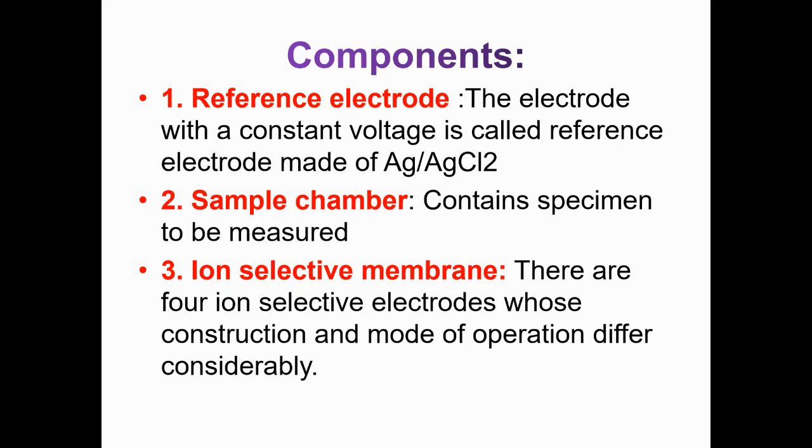So what is a reference electrode? The reference electrode is an electrode which has a constant voltage. It supplies a constant voltage, like a known value. That's why it is called a reference electrode. What is it made up of? It is made up of Ag or AgCl.